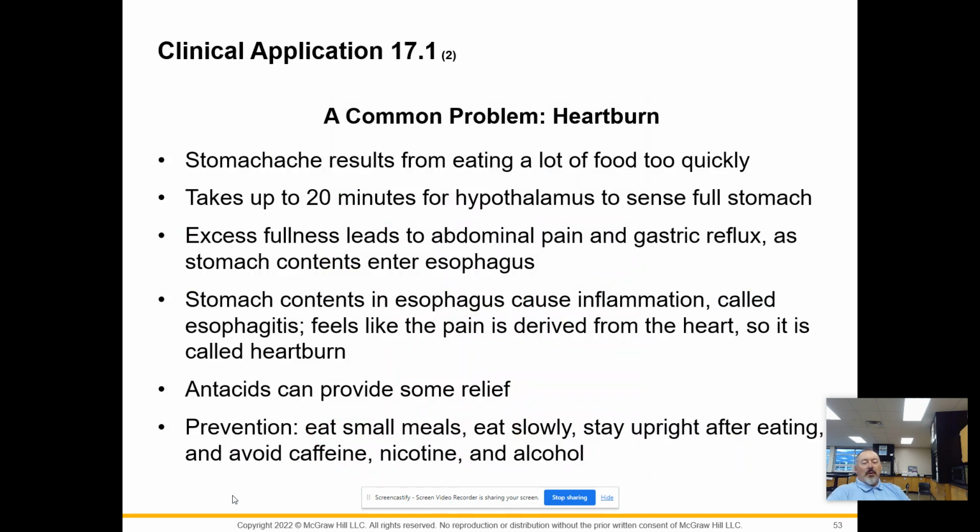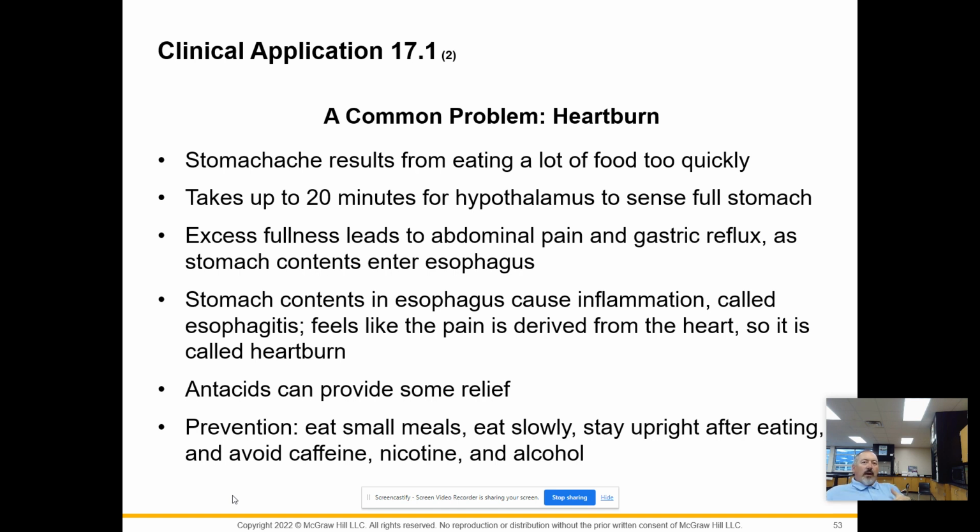All right, so a common problem, heartburn. Heartburn occurs when some of the digestive content, that chyme, instead of moving down to the pyloric sphincter, moves up through the cardiac sphincter. The lower esophageal sphincter is another name for that. So you can get something like a stomach ache.